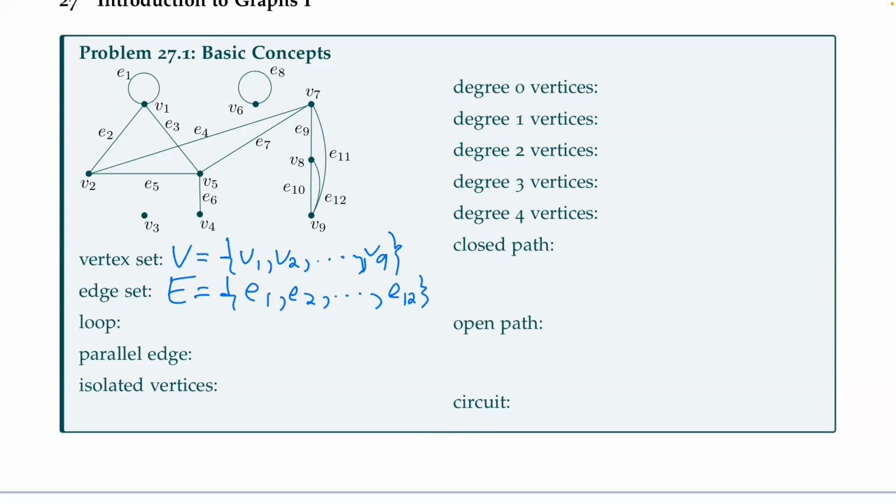Yeah, so E1 and E8 are loops, this one here, and this one here. Remember, a loop is just an edge that joins a vertex to itself.